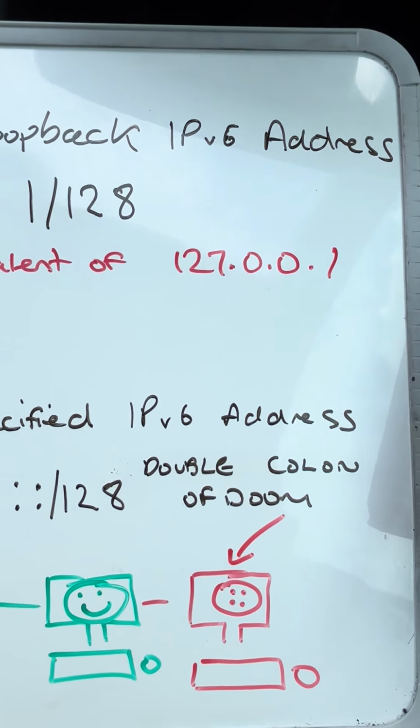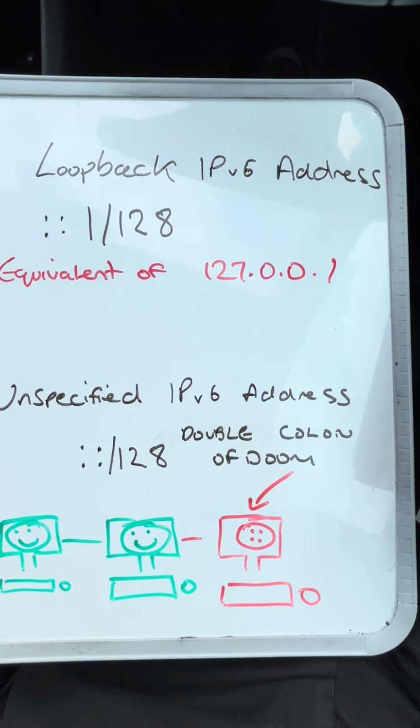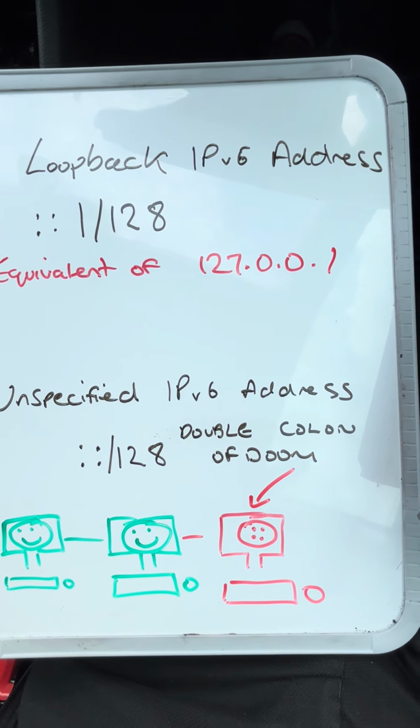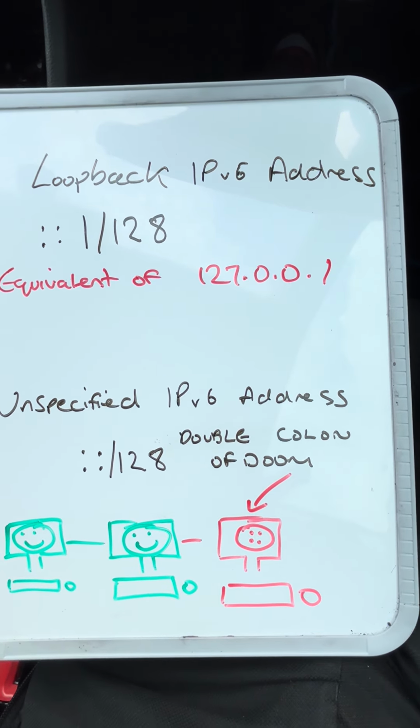Have you ever been confused between an IPv6 loopback address and an unspecified IPv6 address? I know I have. Let's take a look at these two in this short video. So a loopback IPv6 address, right? It has a job of basically being the IPv6 address that a device uses to ping itself.